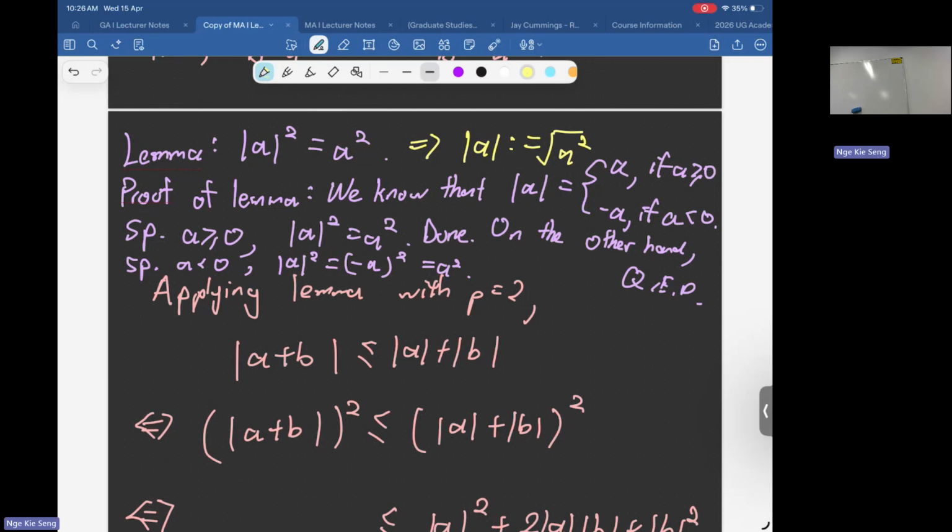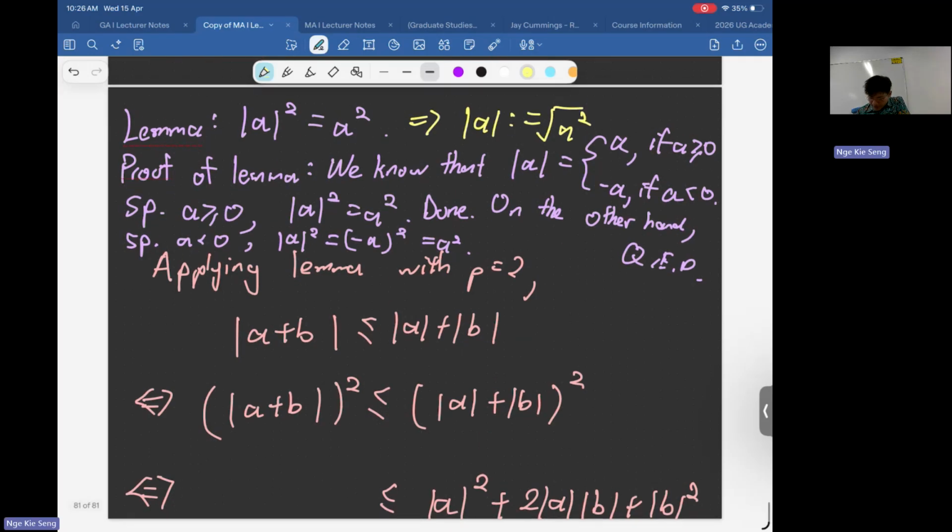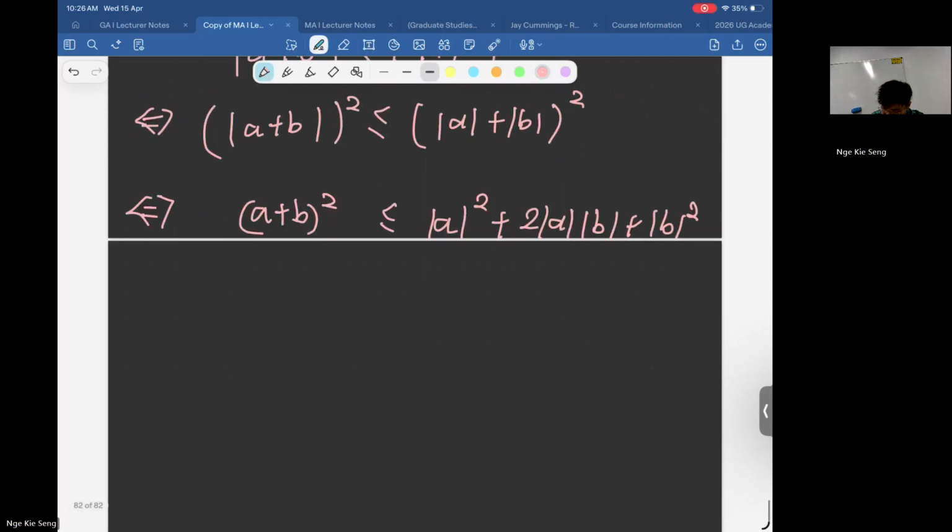Another way is they write it like that, square root of a squared. After you square, then definitely you can take square root. Okay, cool. So what do we have here? So I can throw away the absolute value. I just say a plus b squared. So here I become a squared plus 2ab plus b squared.